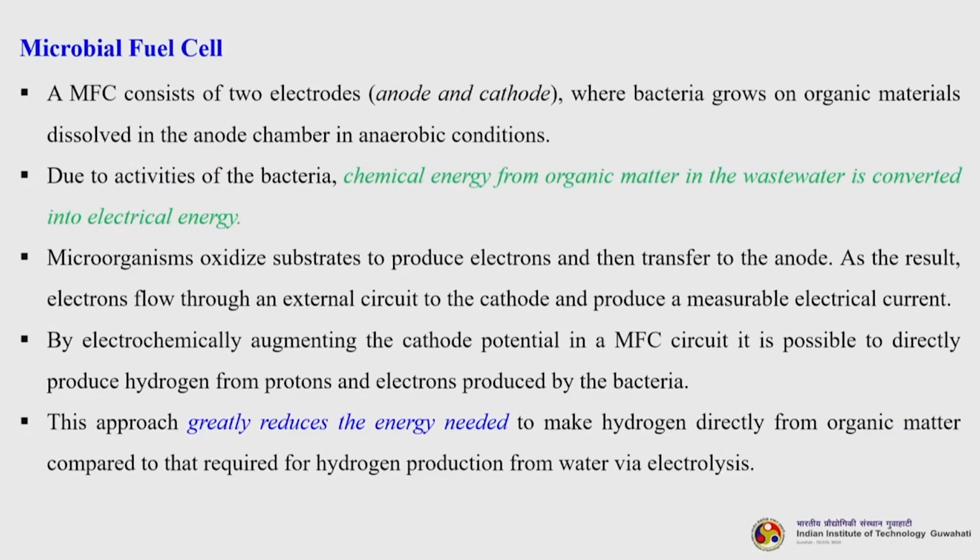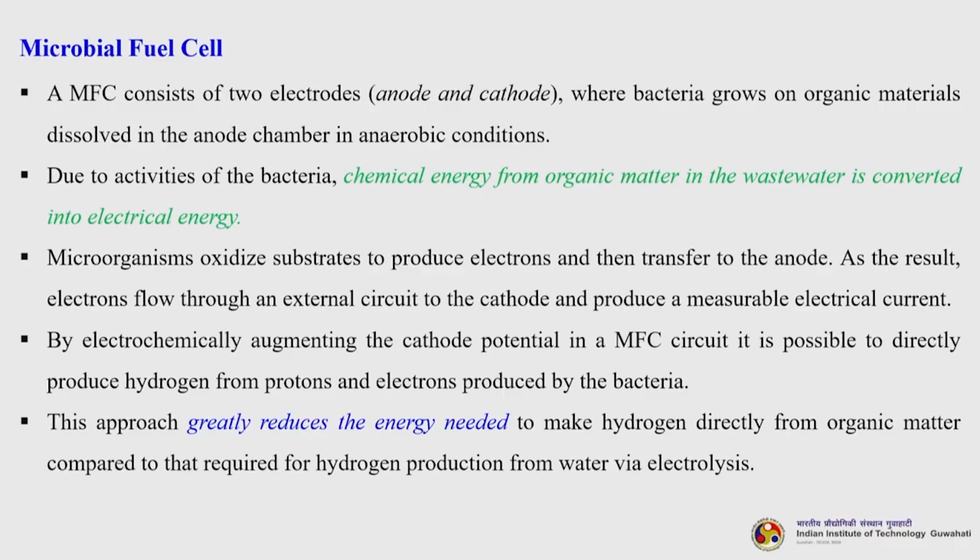So, we will just, at a glance, understand microbial fuel cells. An MFC consists of two electrodes, anode and cathode, where bacteria grow on organic materials dissolved in the anode chamber in anaerobic conditions. Due to activities of the bacteria, chemical energy from organic matter in the wastewater is converted into electrical energy. Microorganisms oxidize substrates to produce electrons and then transport them to the anode. As a result, electrons flow through an external circuit to the cathode and produce a measurable electrical current.